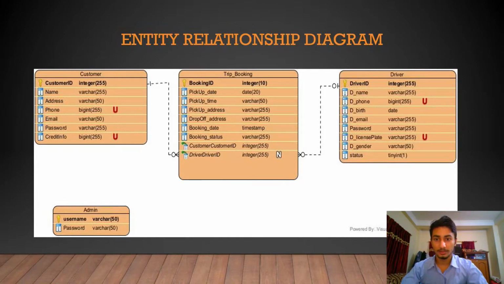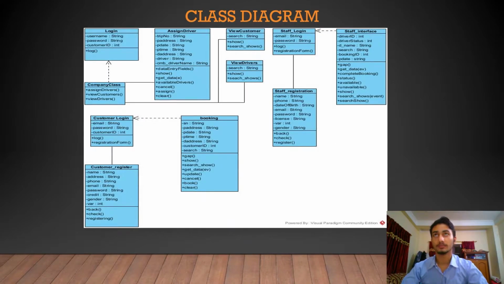The cardinality between driver and trip is that a driver can exist without any trip, so zero or many bookings. So that's all for the entity relationship diagram. Moving on to the class diagram.